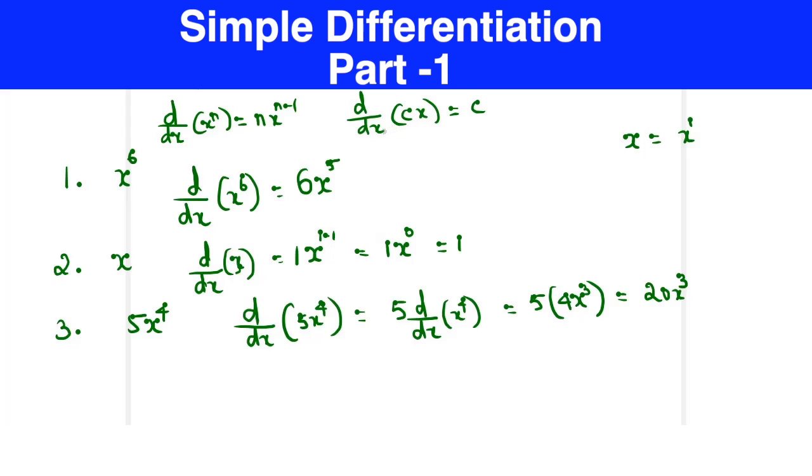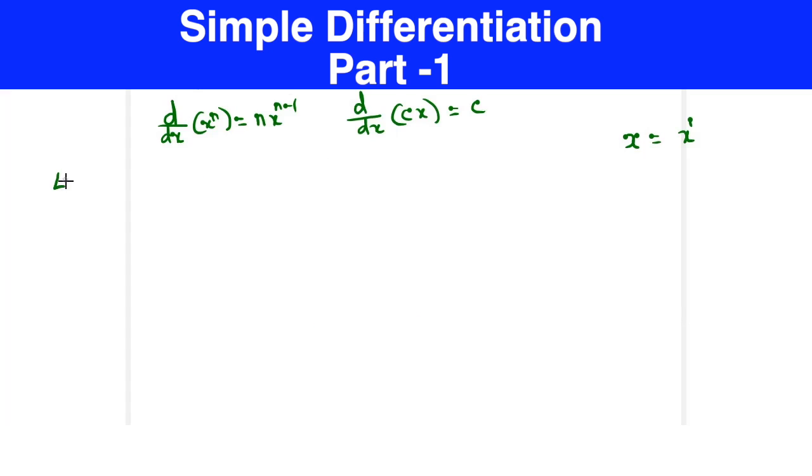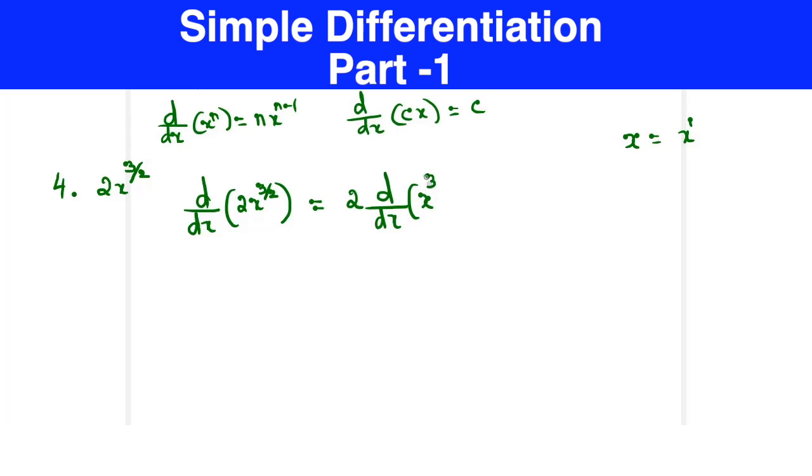Let's also try to take up another example to see how that works. Now the fourth example, I'm going to do 2x to the power 3 by 2. So far we have seen whole numbers as part of an exponent. In this case, I'm doing a fraction. So let's compare it with the standard. So d by dx of 2x to the power 3 by 2. I'm going to take the 2 outside the differentiation window. So it is 2 d by dx of x to the power 3 by 2.